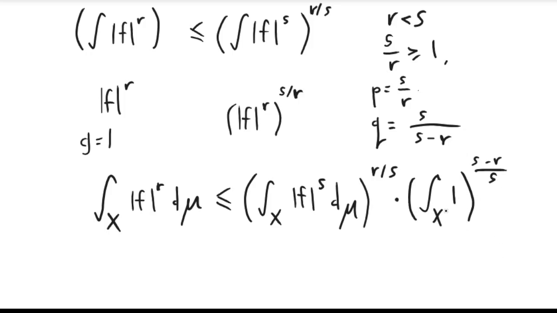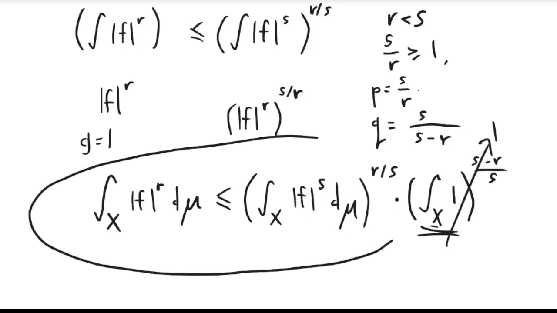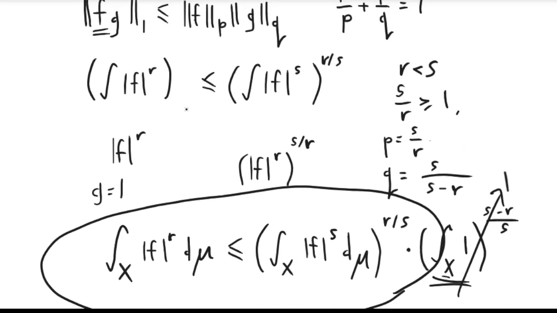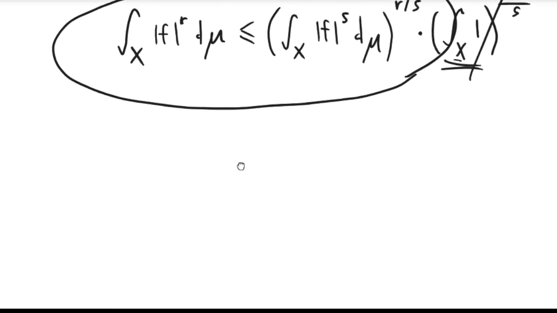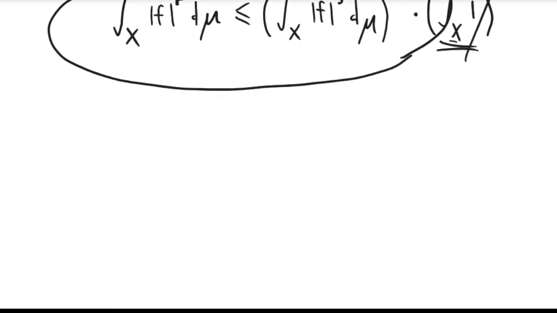But the measure of the entire space is equal to 1, and so this integral is just equal to 1, and this entire thing is just equal to 1. So now we've proven that this inequality is true. If we go back slightly, this is the inequality that we were trying to show, and that completes the first part of the problem. It's slightly confusing, but it's really just a clever application of Holder's inequality.